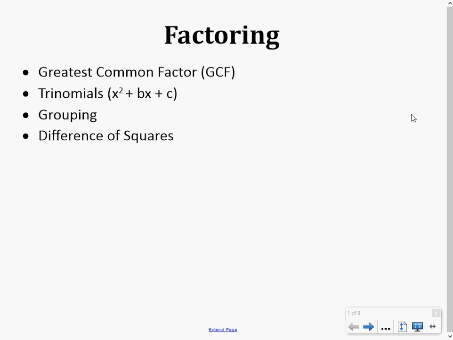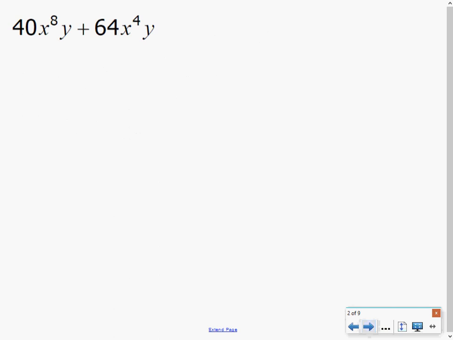Hi everybody, this is going to be our first Unit 4 video, and this is really just going to be a factoring refresher. We're going to look at 4 different types of factoring. You've seen all of these in Algebra 1. It's just a refresher. So let's just jump into it here. Let's start off with a GCF.